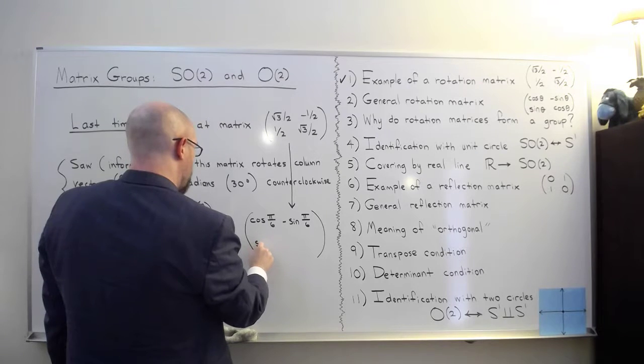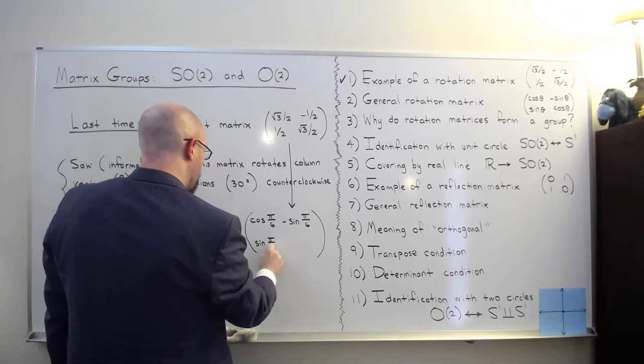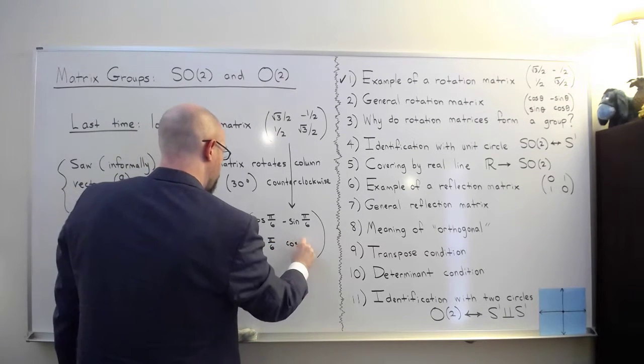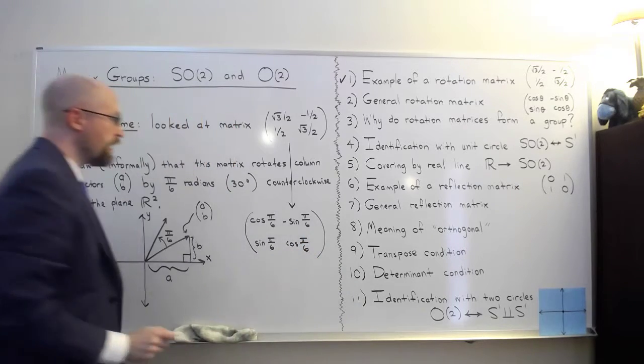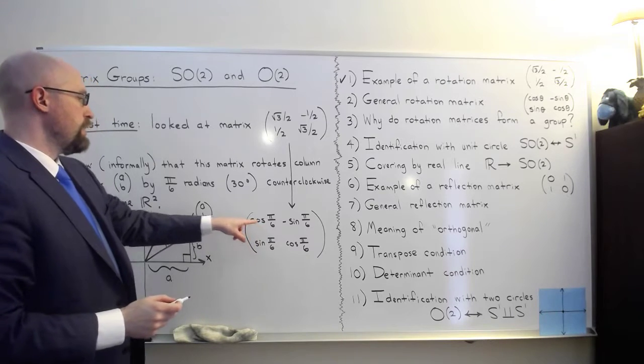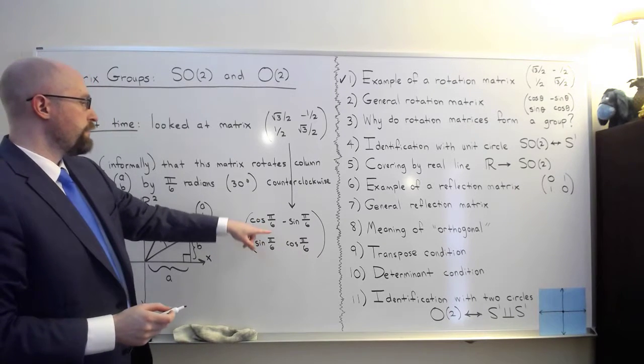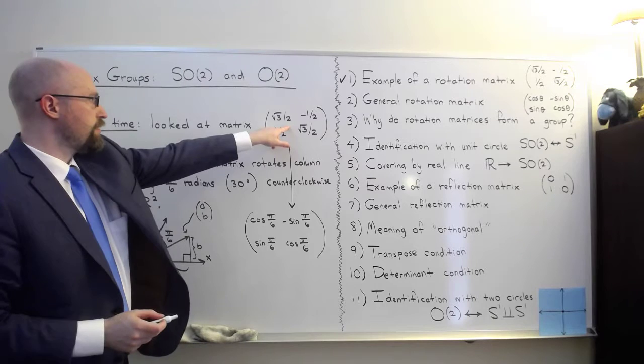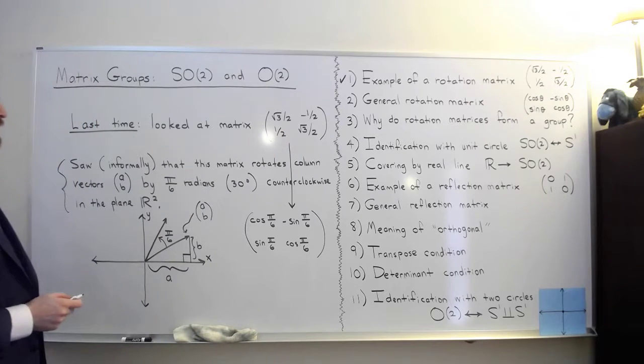And then sine pi over 6, cosine pi over 6. So that's what these numbers here are really saying. If you worked out what the sines and cosines were of this particular angle, that's what this matrix would be.